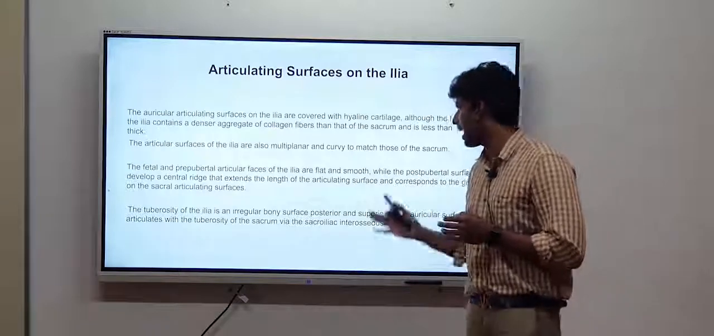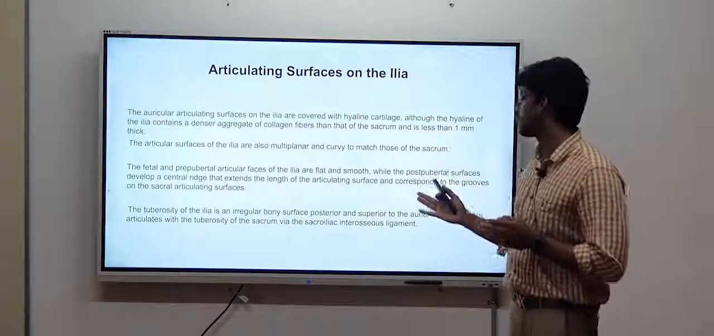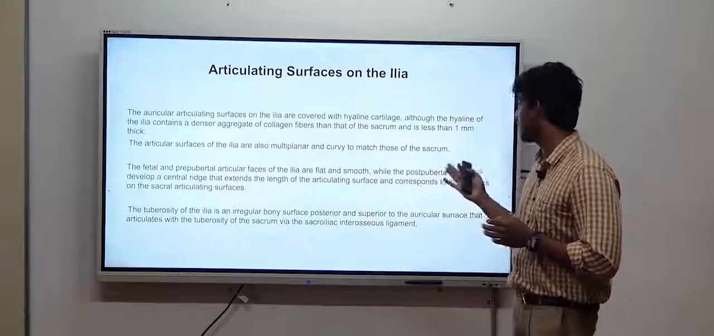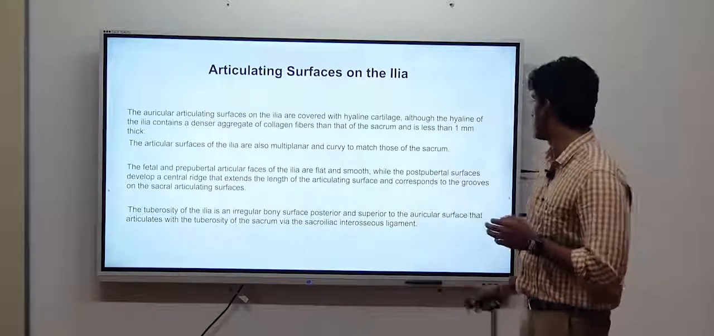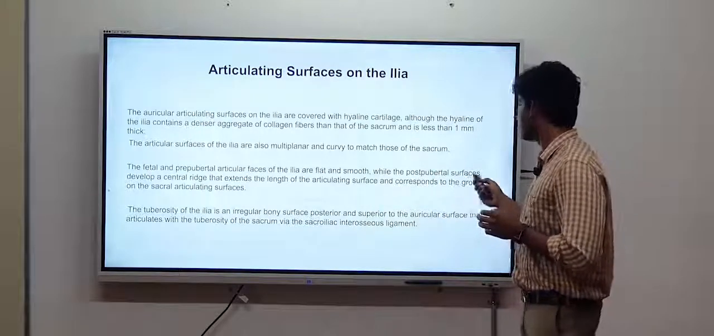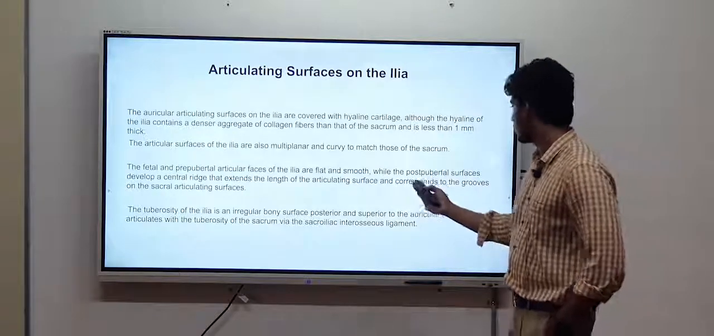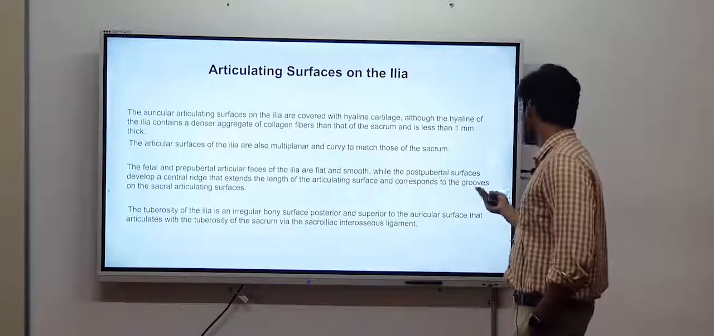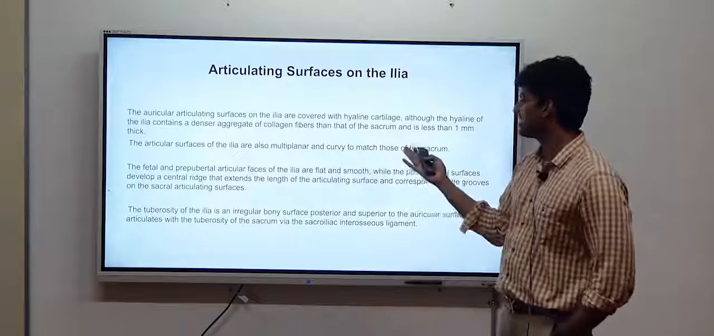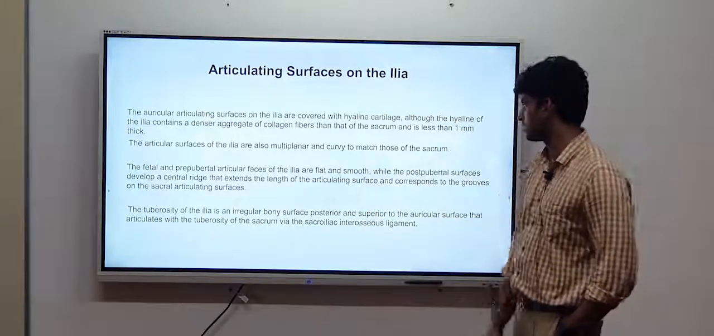The fetal and pre-pubertal articular faces of the ilia are flat and smooth, while the post-pubertal surfaces develop a central ridge that extends the length of the articulating surface and corresponds to the grooves on the sacral articulating surfaces.